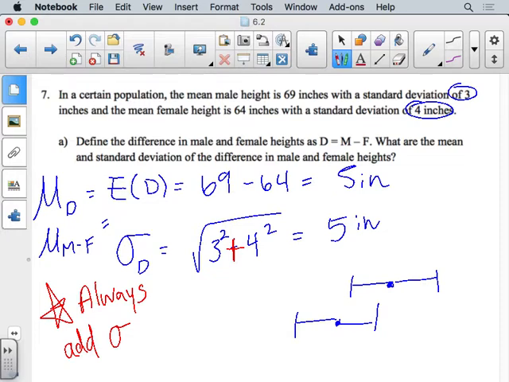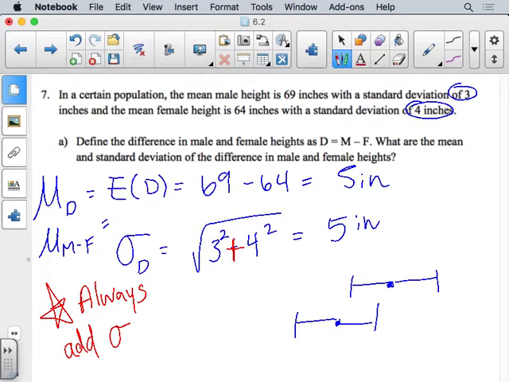Alright. So I expect that males are 5 inches taller than females, but we can vary anywhere from a typical amount, like anywhere from 0 to 10 inches taller. They could be the same height, they could be a foot taller. We don't know.